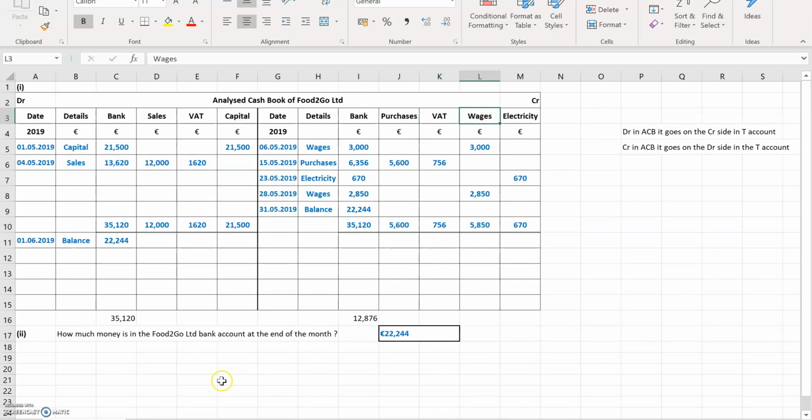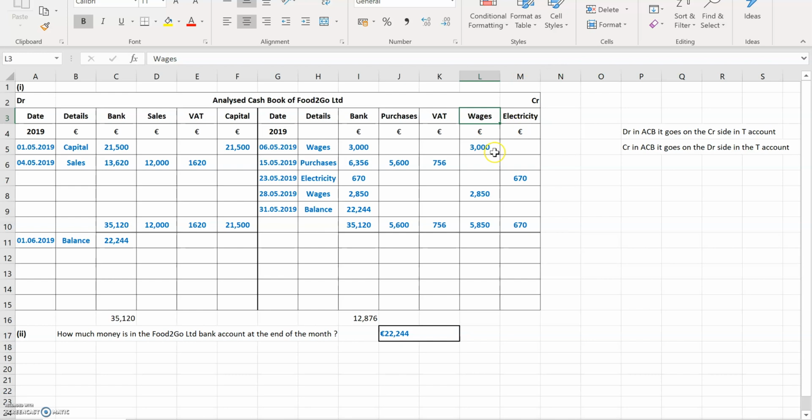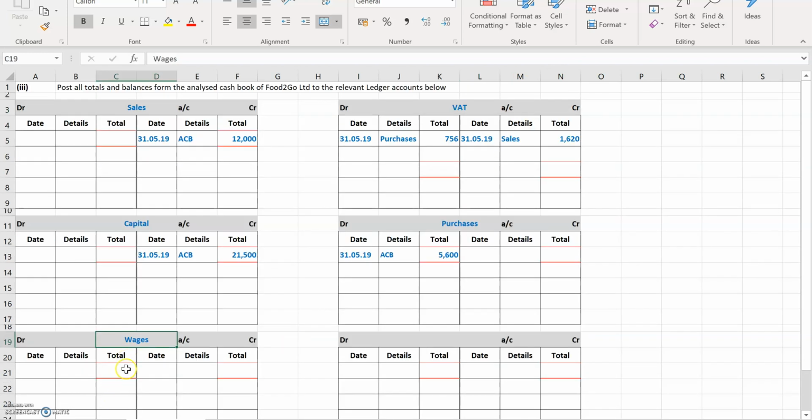Your next one then is wages. So we're going to open up a wages account. Your wages is on the credit side, so it goes on the debit side in the account, and it's for 5,850. So 5,850. Your date, end of the month, 31st of the 5th, 19. And your details, analyzed cash book.